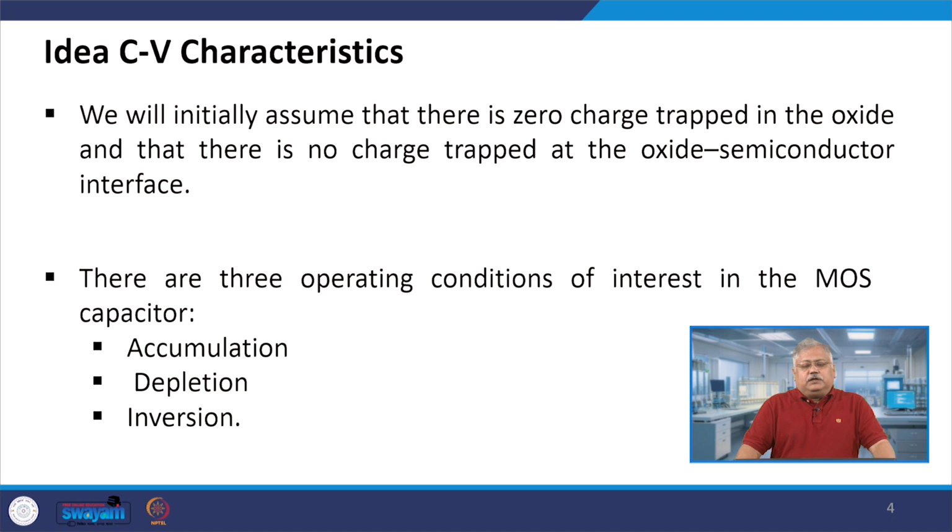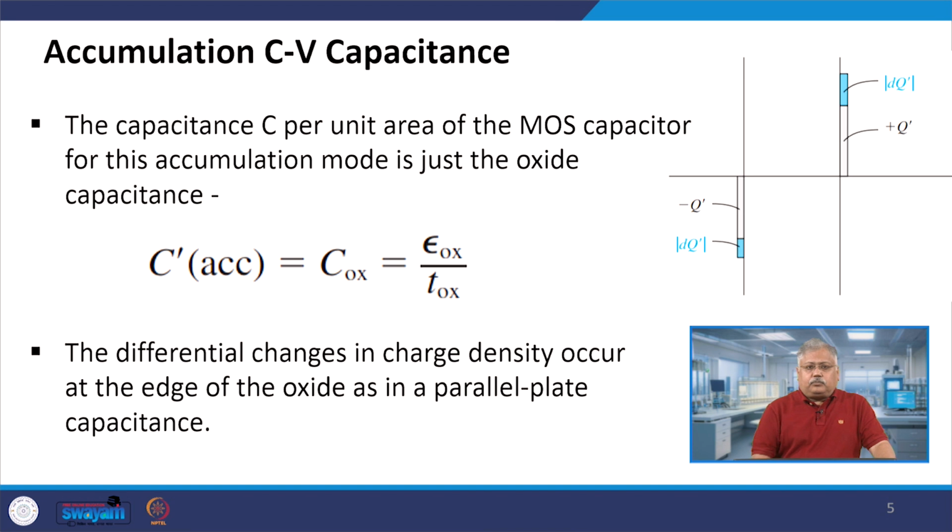As I discussed with you earlier, we are assuming that initially there are 0 charges trapped in the oxide layer and there are no trap charges in the interface layer between the oxide and the semiconductor, right. That is the first point which is mentioned here. And there are 3 operating conditions which we will be looking into, which are accumulation, depletion and inversion. These 3 basic modes of operation we will be looking into as far as the MOS device is concerned.